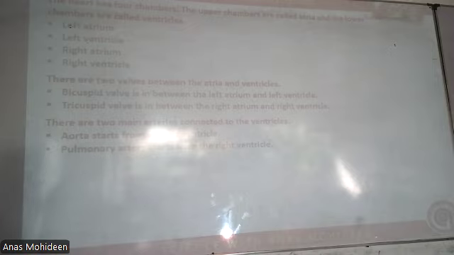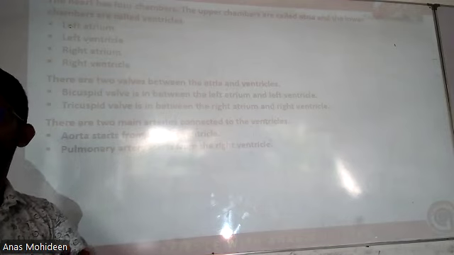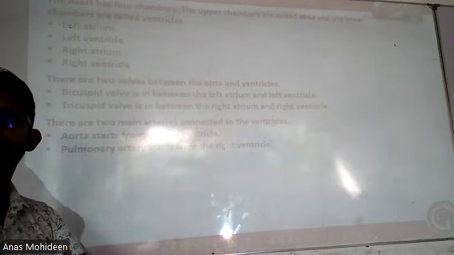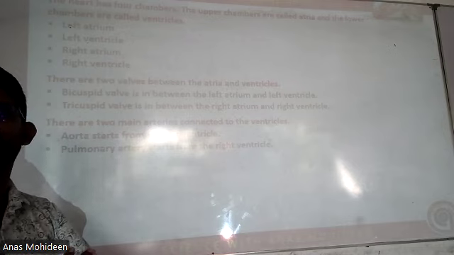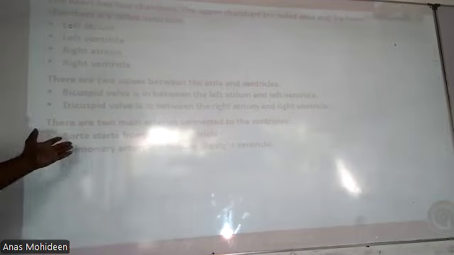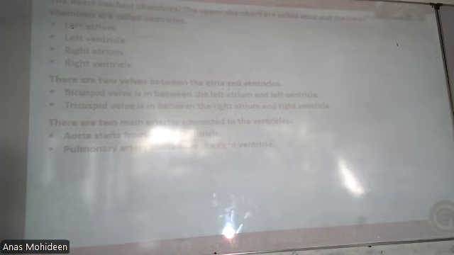There are two main arteries connected to the ventricles. What are they? Left ventricle is connected with whom? Aorta, the systemic artery. Right ventricle is connected with the pulmonary artery. Aorta starts from the left ventricle, pulmonary artery starts from the right ventricle. That's the third point. Aorta starts from left ventricle. Pulmonary artery starts from right ventricle.